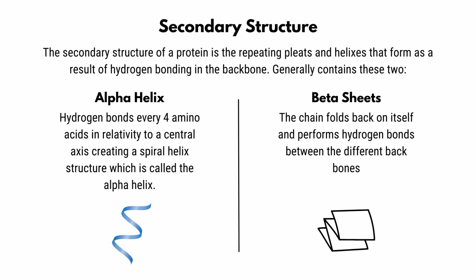Now, there's only 2 shapes of these that we can find in the secondary structure, which is in most of them. The alpha helix, which is a helix structure that is a result of hydrogen bonds in every 4 amino acids that circle around a central axis that doesn't really exist, but it eventually does form the spiral shape that you can see. And there's also the beta sheets. The beta sheets are held by a chain that folds back on itself and performs hydrogen bonds between the different backbones and creates kind of a folded pleat shape.